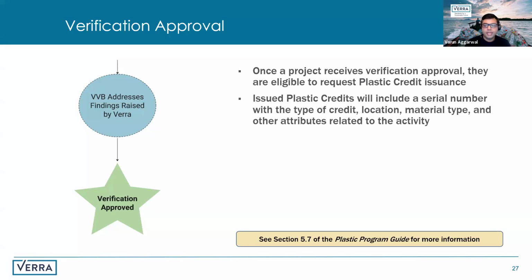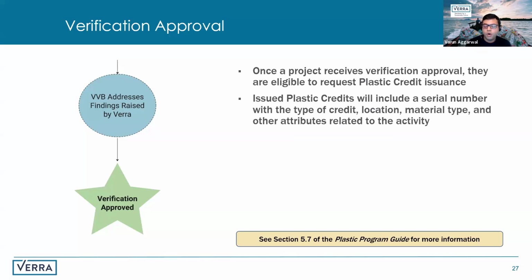And I'd like to highlight here that all the issued plastic credits are unique and include a serial number with the type of credit, whether that's a waste collection credit or a waste recycling credit, the location where the activity occurred. It also highlights the material type, for example, PET, HDPE, or whatever that is, and some other attributes related to the activity. So this is the last step in the life cycle of a project, and the most significant one, where projects can actually now start issuing and engaging in all the various steps, selling the credits, or whatever those may be.